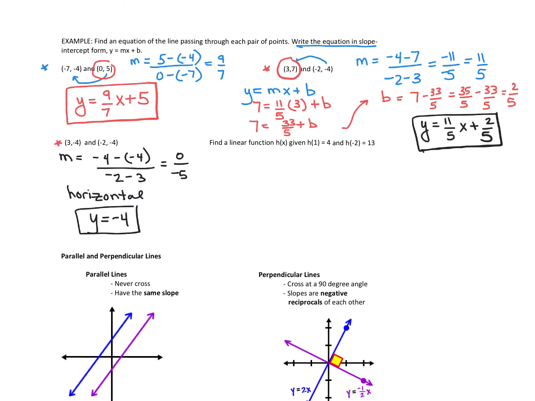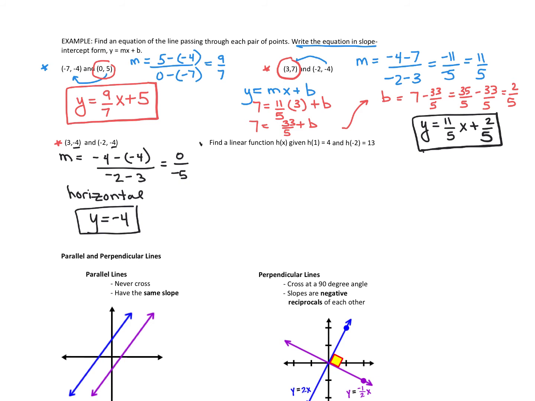For the example with 3, -4 and -2, -4, I first found my slope, which happened to be 0, which makes me think that this is a horizontal line, and you can see that it's going to cross the y-axis at -4.